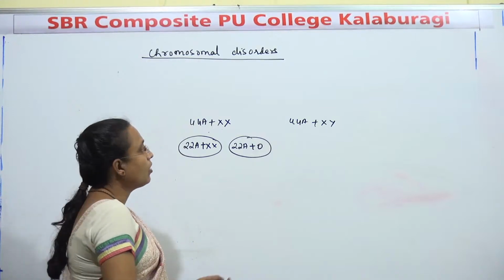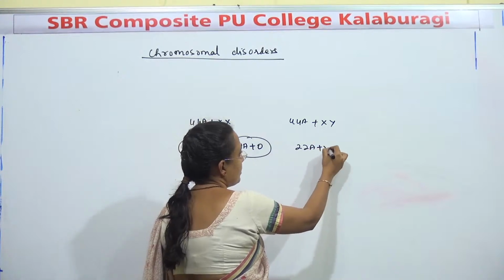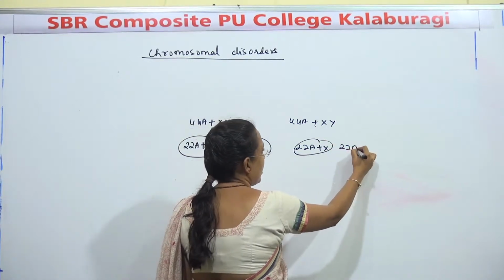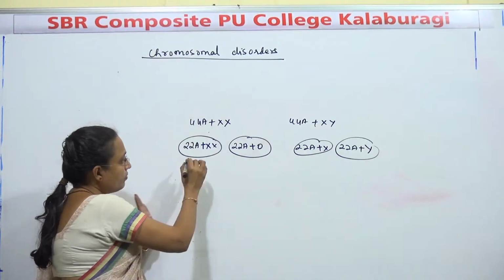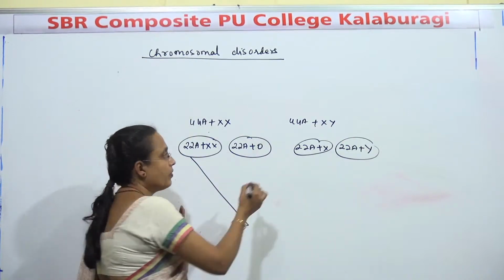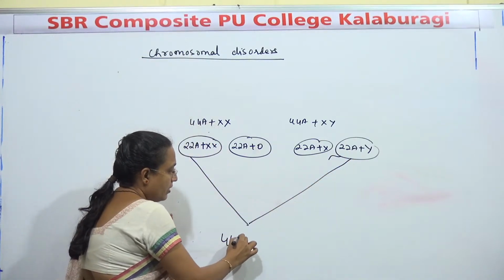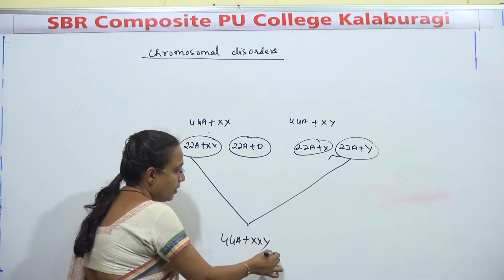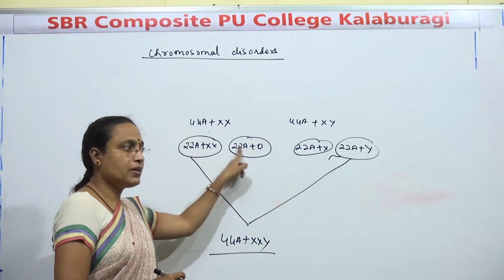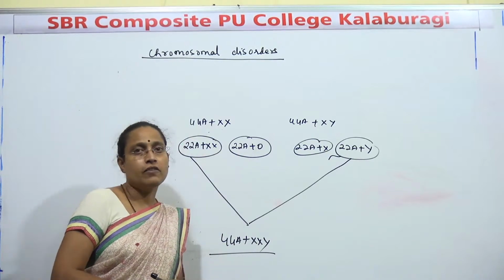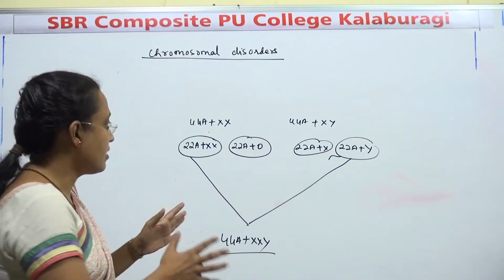Now think that here is 22A plus X, and 22A plus Y. Now, if this ovum fertilizes with this sperm, then the offspring will have which genotype? There is a possibility that if there is a non-disjunction during meiosis, the offspring will suffer with Klinefelter's syndrome. So that is one instance of how it might occur.